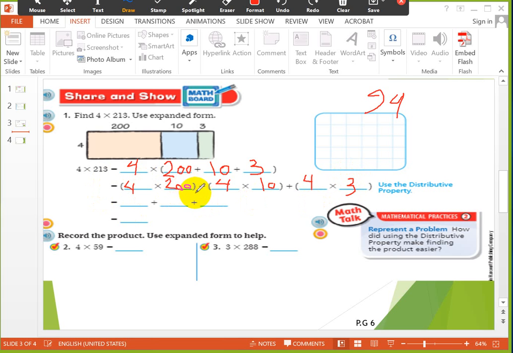Let's find the answer. Now 4 multiply 200. 4 multiply 200 equals what? I will multiply 4 with 2. So it will be what? 8. Excellent, Lana. So it will be 8. I write it again for you. It will be 8. And put 2 zeros next to the number, so it will be 800. Excellent, girls. Now I will multiply 4 with 10. So I will multiply 4 with 1 and put 1 zero next to the answer, so it will be 40.